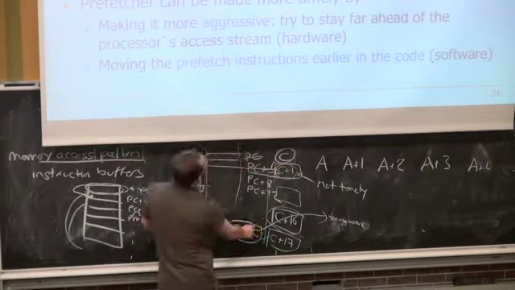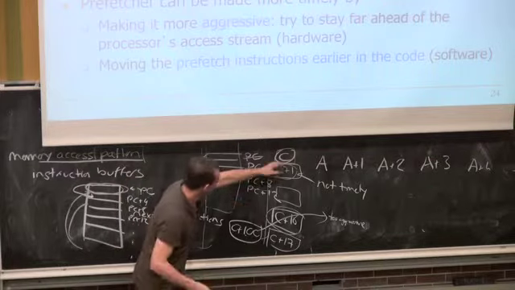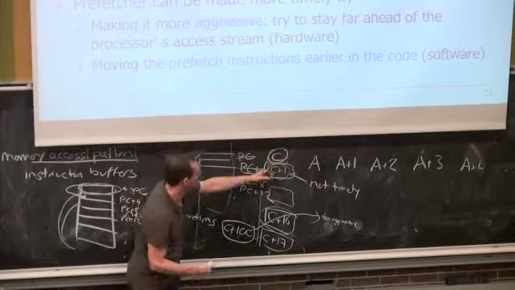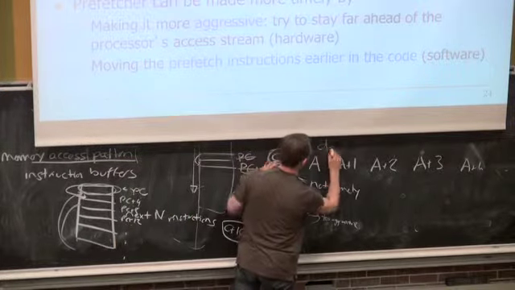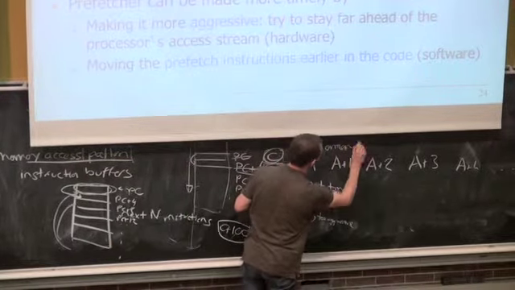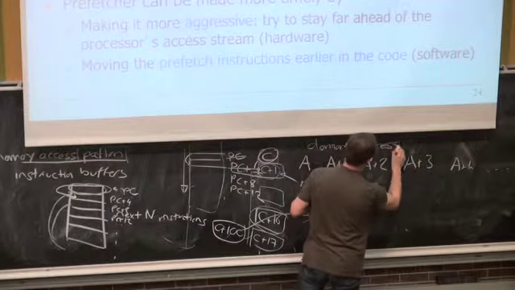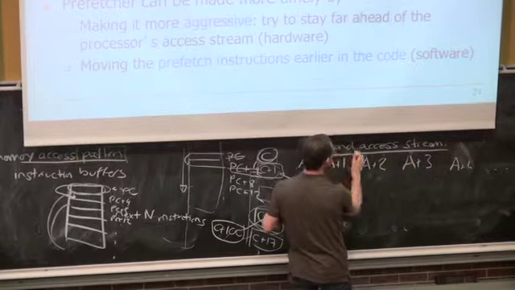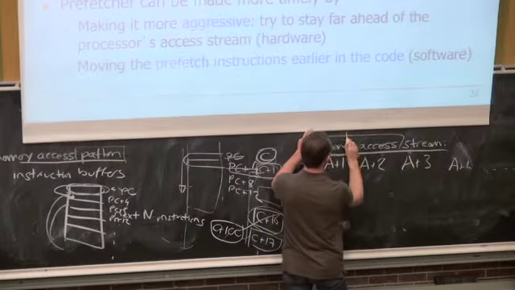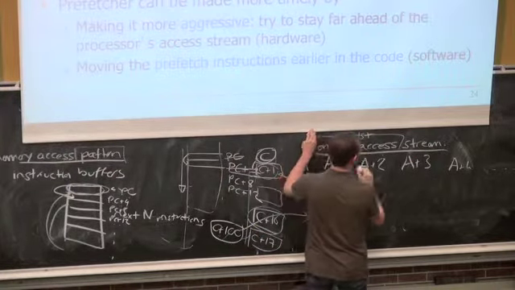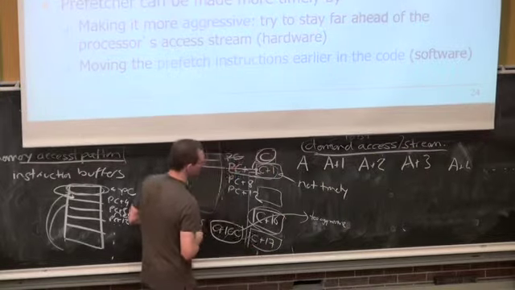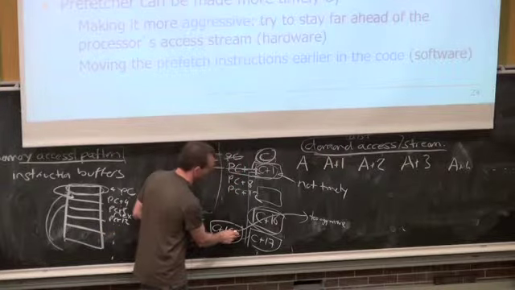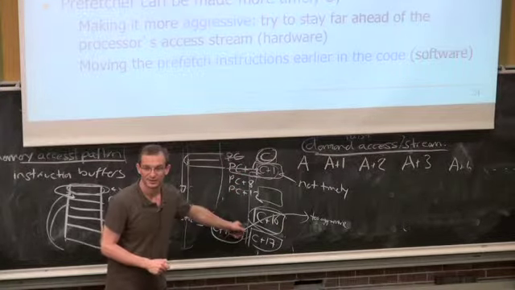The aggressiveness is essentially how far ahead the prefetcher is from the demand access stream. I'm throwing terminology at you here, but hopefully it's relatively simple. These are the demand accesses, the actual load and store accesses made by the processor, the cache miss accesses. If the prefetcher is far ahead of the processor, then it's too aggressive.